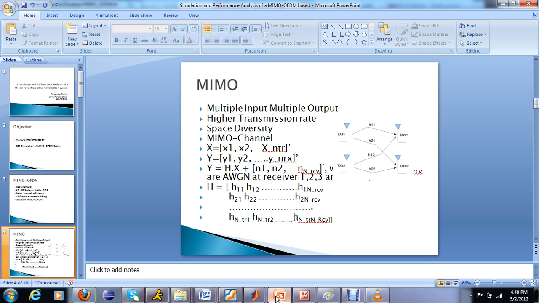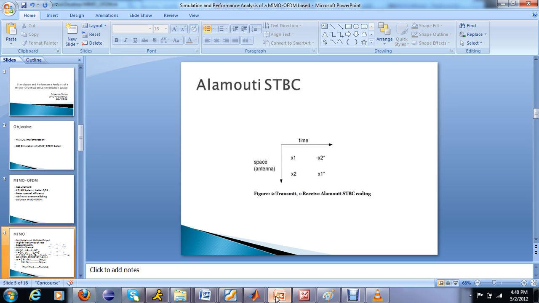and hence this many impulse responses. So H is the matrix of the impulse responses, and if X is my transmitted data symbol and Y is my received data symbol, then X and Y are related like this, where N1, N2, N3 are noise at receive antenna 1, receive antenna 2, and receive antenna 3.